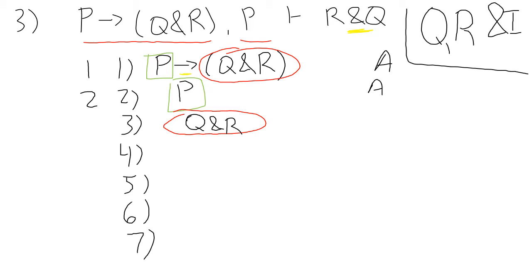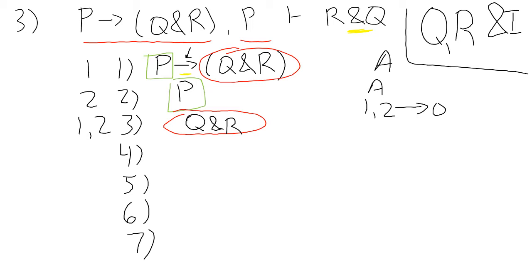So, how did I do that? I got it from lines 1 and 2. What's the rule that I used? Well, the main operator here was an arrow, and I was removing it, so it's arrow out. And then putting the two premises that are located next to it, I put them here, like that.